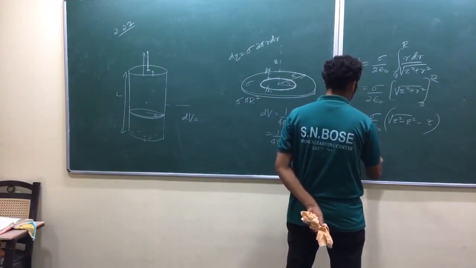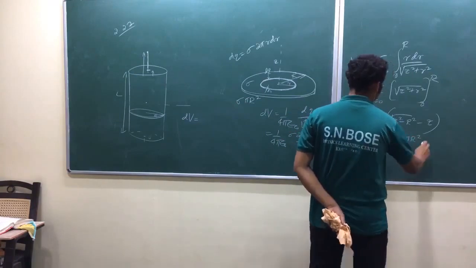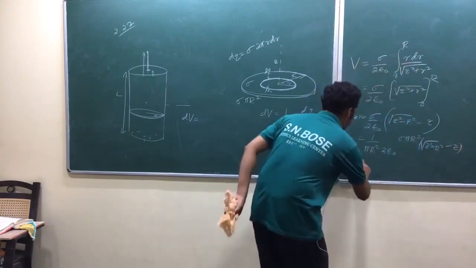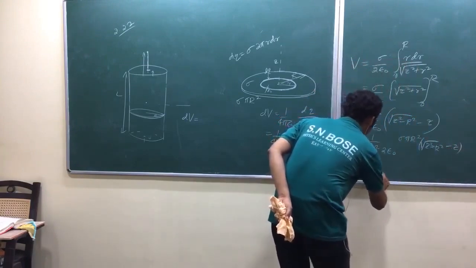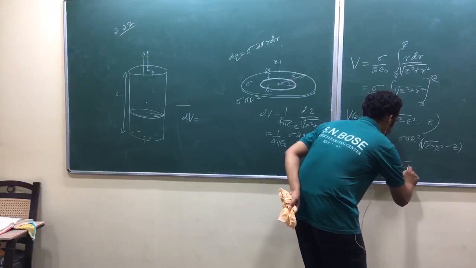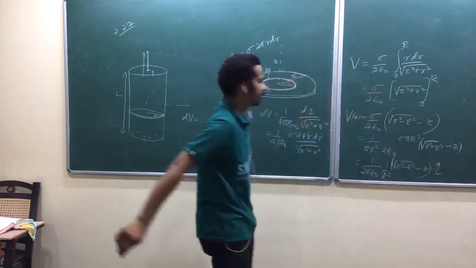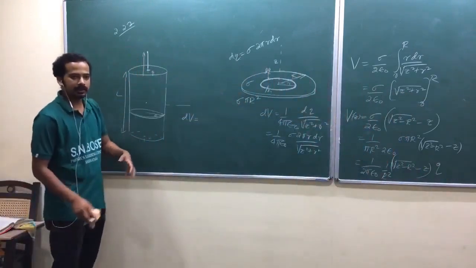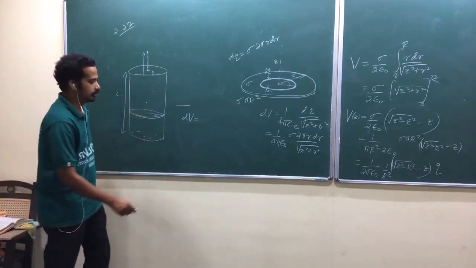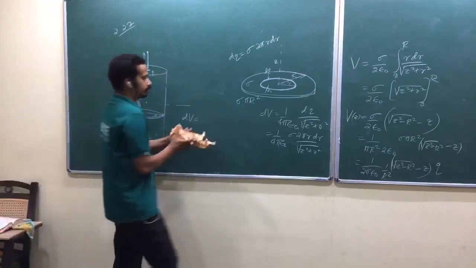So, 1 by pi r square, 2 epsilon naught, sigma pi r square into root of z square minus r square minus z. That is 1 by 2 pi epsilon naught, 1 by r square, root of z square minus r square minus z, into q. Can I write like that? Sigma pi r square is the total charge on the disk, because I need the total charge on the disk. Now that total charge is elementary here. Isn't it?